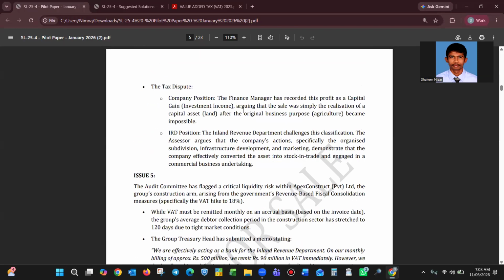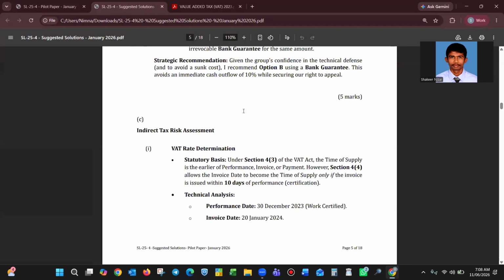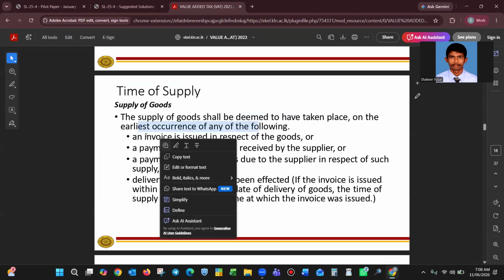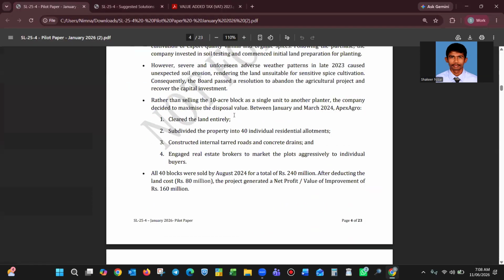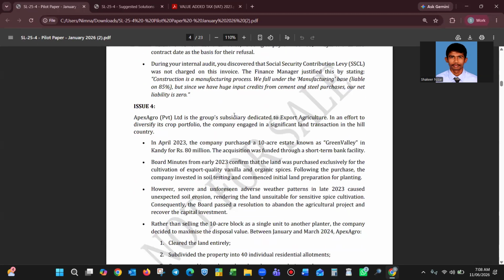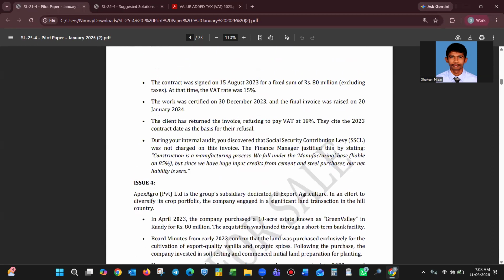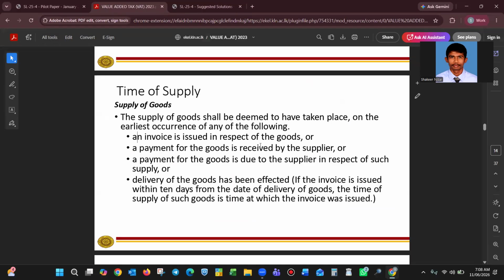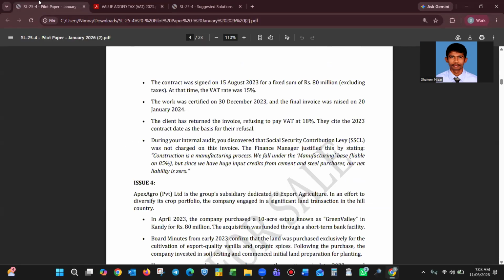So if we go to the suggested solution, the time of supply of goods shall be deemed to have taken place on the earlier occurrence of the following. An invoice was issued. In this case, the invoice was issued on 20th Jan 2024. Then a payment, or goods were received. No, payment is not clear. A payment for goods due to the supplier, or such supply, because the works were completed on 30th December 2023.